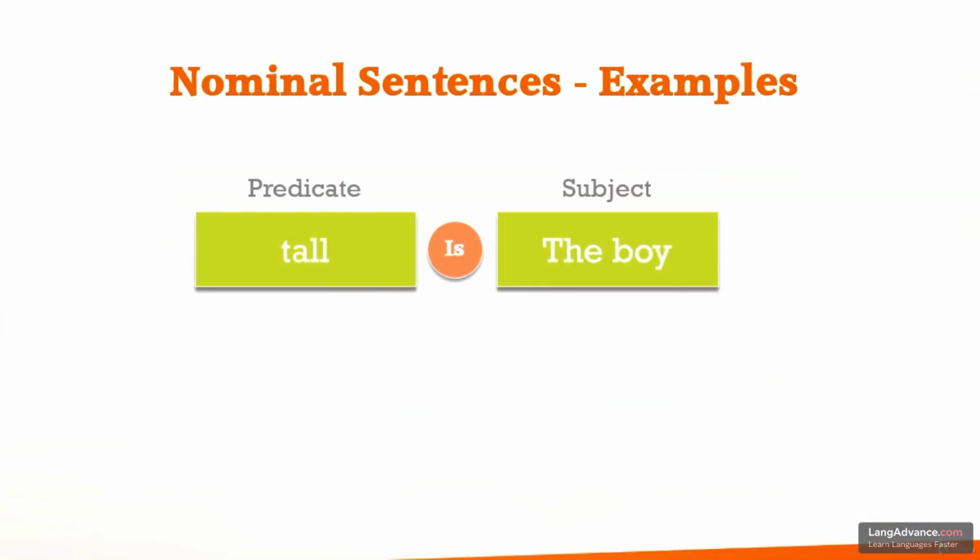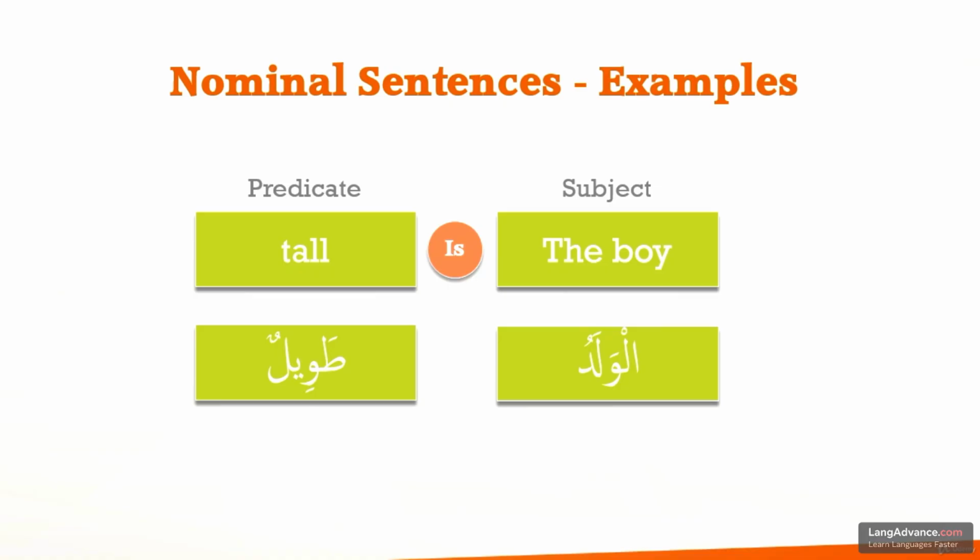Another example, the boy is tall. The subject here is the boy. The predicate is tall. So tall is saying something about the subject, about the boy. And if we translate both of them, al-waladu, the boy, is al-waladu. Tall is translated to tawilun. Note that in English there is 'is' in between the subject and the predicate. But in Arabic, the 'is' is not used here. So it's understood by the way it's written.